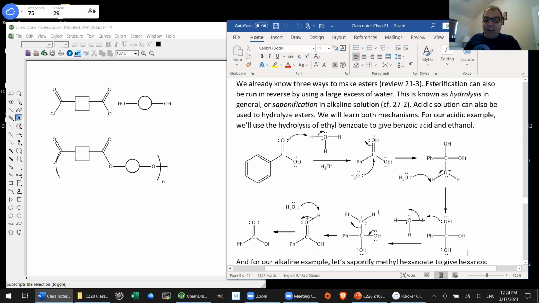Because both methanol and ethanol are, we say, miscible in water, M-I-S-C-I-B-L-E, miscible, which means they're soluble in all proportions. So in practice, I don't think you're going to get your alcohol back out, but you could certainly isolate your carboxylic acid. That would not be difficult. Good, so everyone okay with that reaction in acidic solution? Any questions on that mechanism?